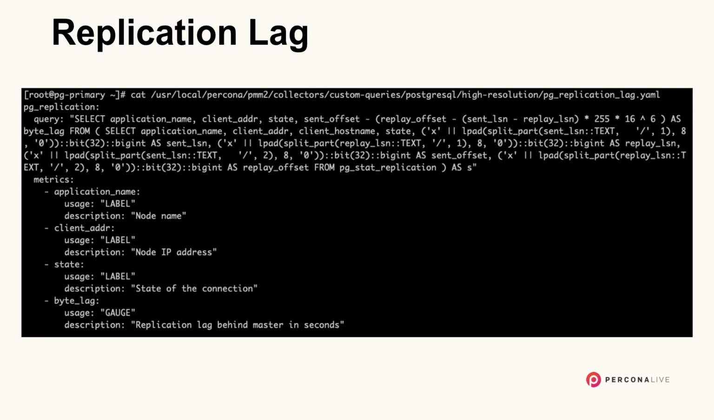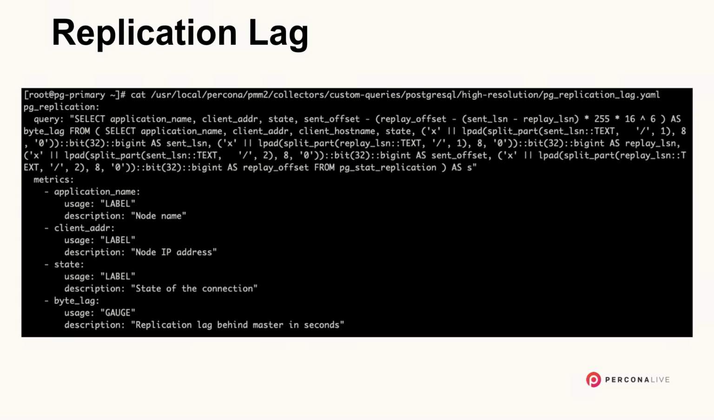in this case, VictoriaMetrics and PMM Server, how they are going to be used, right? So application name is going to be a label, which is basically a string, client address also, and state also. And then for numeric values, we have 2 kinds, so gauge and counter, right?